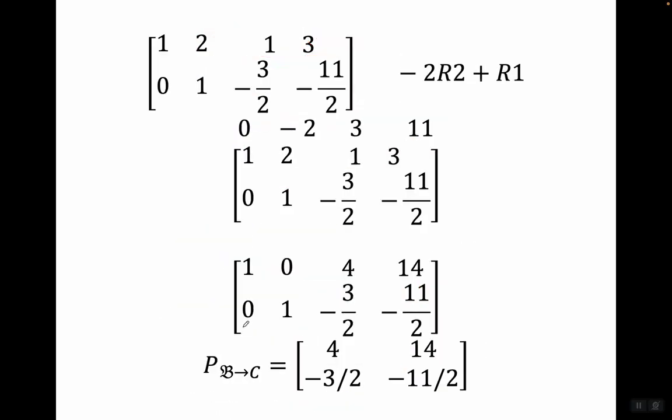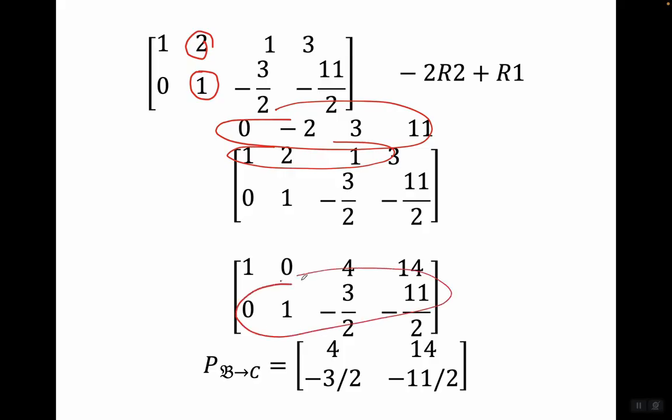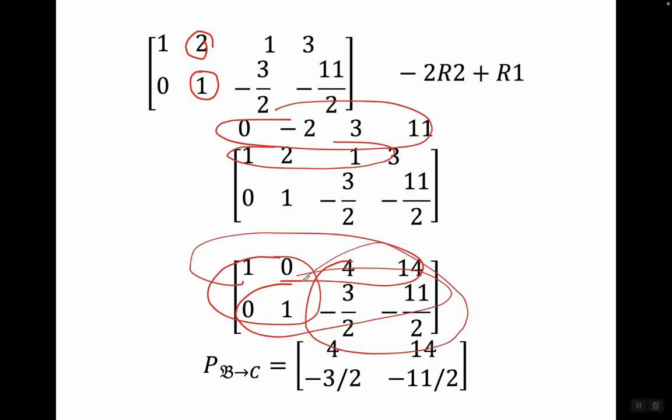Okay, and now let's multiply row 2 by negative 2 and add it to row 1. We're going to use this 1 to kill off this 2. So here's what negative 2 times row 2 looks like: 0, negative 2, 3, 11. Let's add that to row 1. And the bottom row is still going to be the same. The top row then becomes 1, 0, 4, 14. And we're done. On the left side, this is our identity matrix. So this matrix on the right side must be our change of coordinates matrix: 4, 14, negative 3 halves, negative 11 halves.